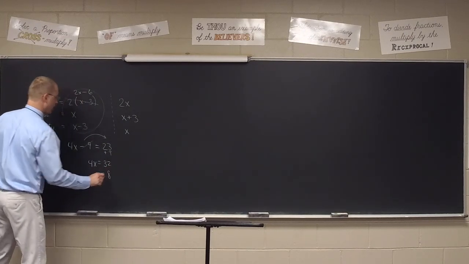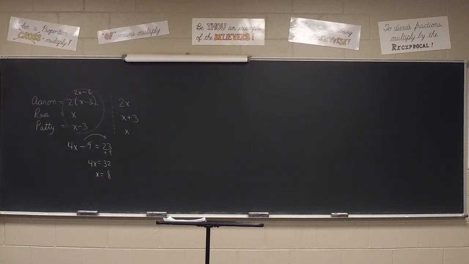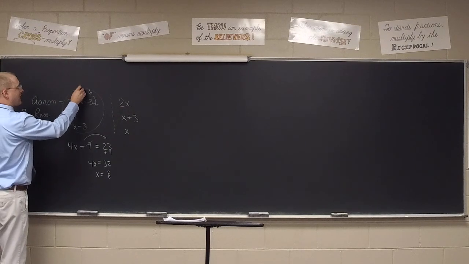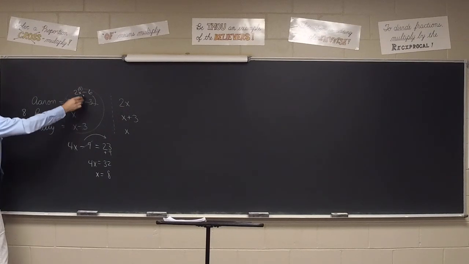Now, that's not a bad haul at all. Who caught 8 fish? Ross. How many did Patty catch? 5. That's still not bad. And then Aaron, 10. Twice as many as Patrick, right? Twice 5 is 10. Or if you plug the 8, which is x, in right here, that's 16 minus 6.